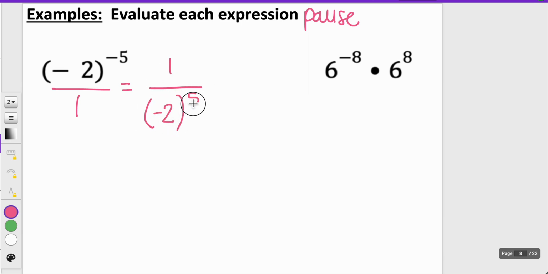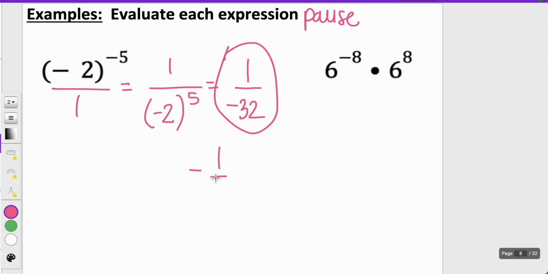So negative 2 to the positive 5th power, that's going to create 1 over negative 32, because if we take our calculator and multiply negative 2 by itself 5 times, we're going to get 32, but since it's an odd number, I get a negative, so you could say negative or 1 over negative 32, or just negative 1/32.